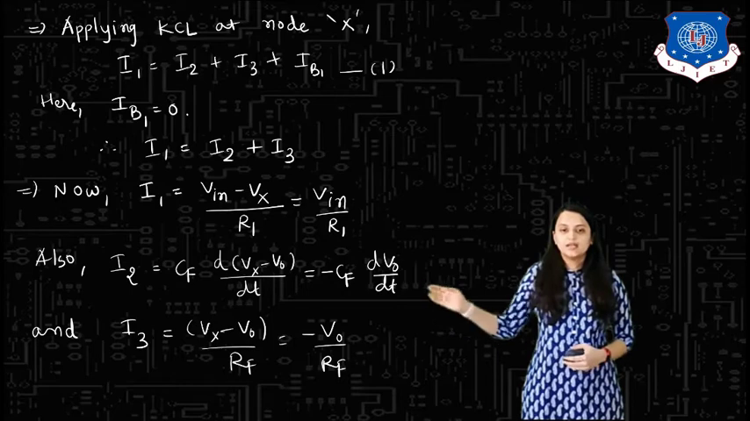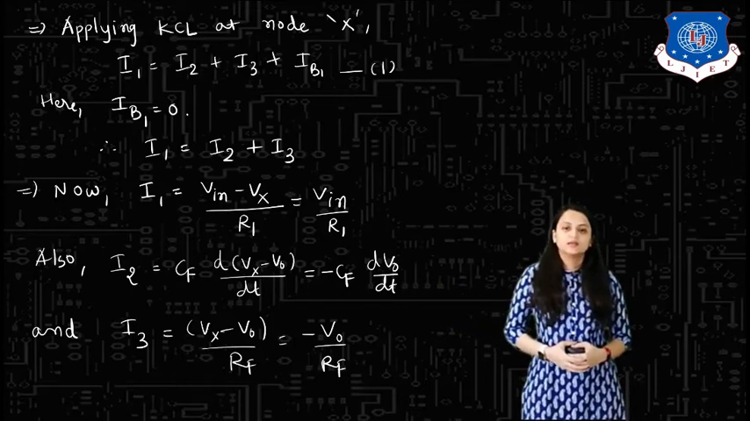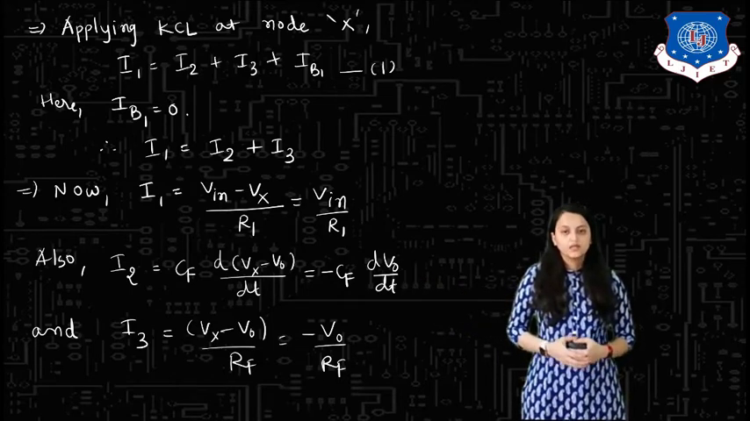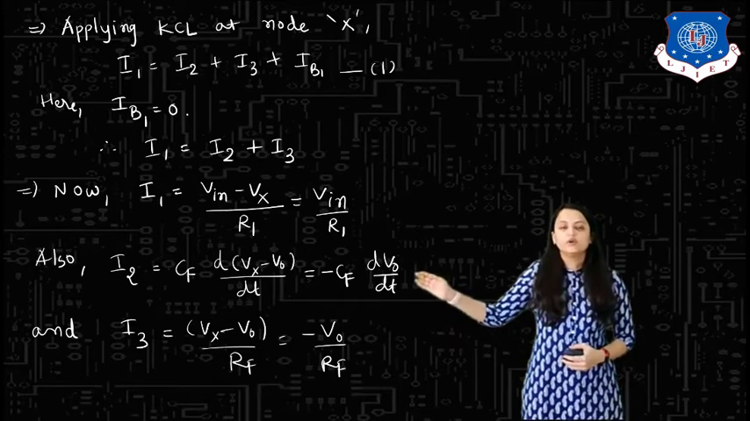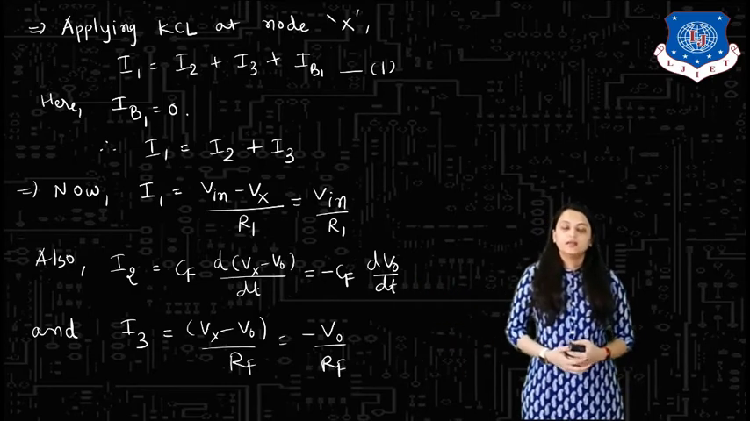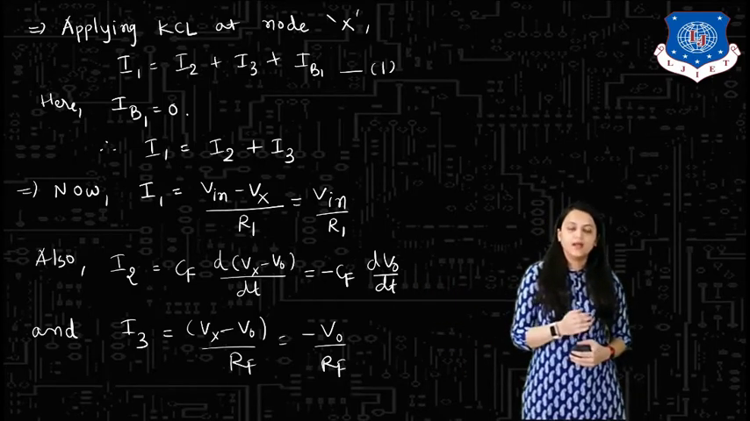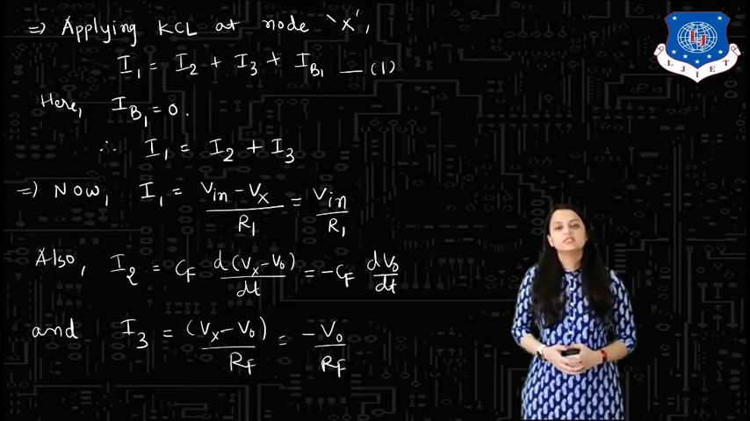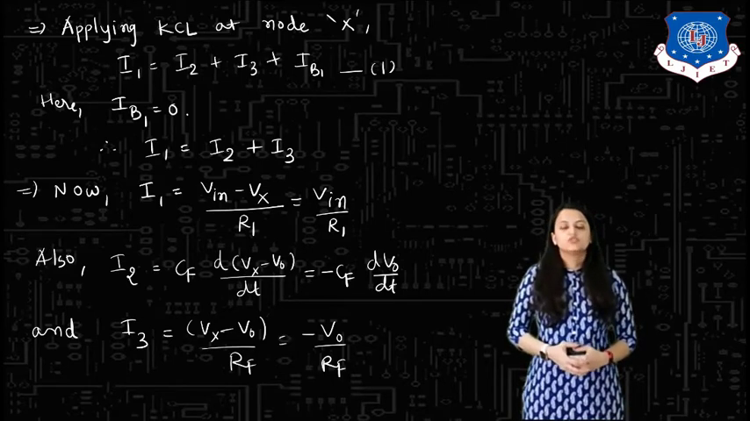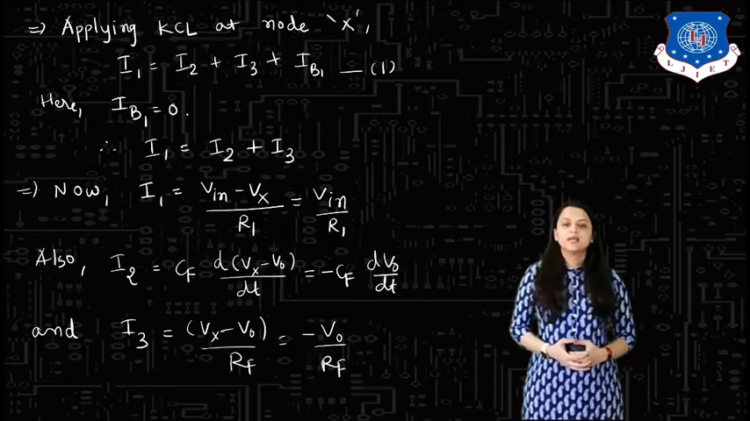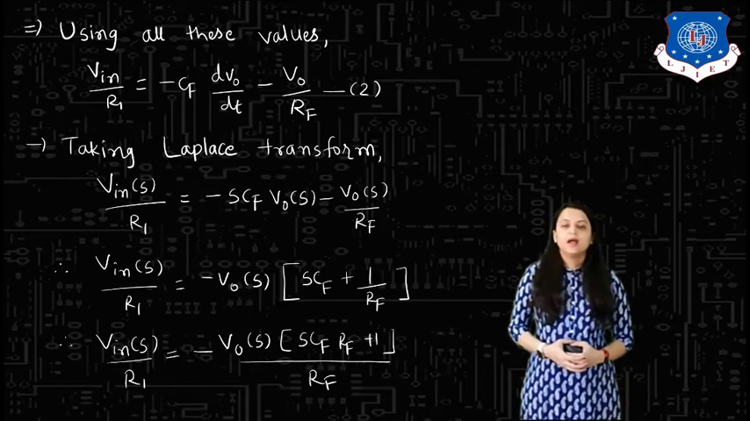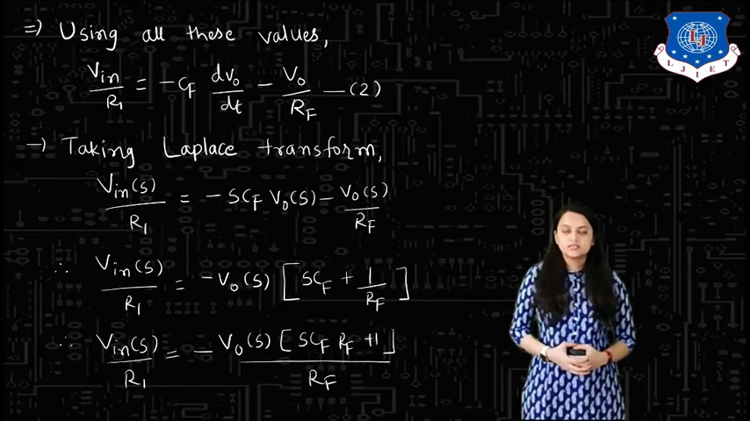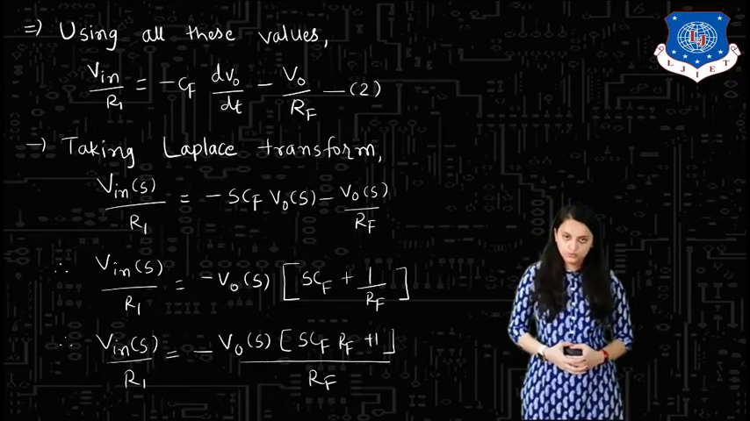I2 equals Cf d(Vx minus Vo) by dt. We know that Vx is 0. So we have the equation minus Cf dVo by dt. And I3 equals (Vx minus Vo) by Rf, that is equal to minus Vo by Rf. So we have these values which we are going to place in equation number 1. So we will have Vin by R1 equals minus Cf dVo by dt minus Vo by Rf, that is equation number 2.